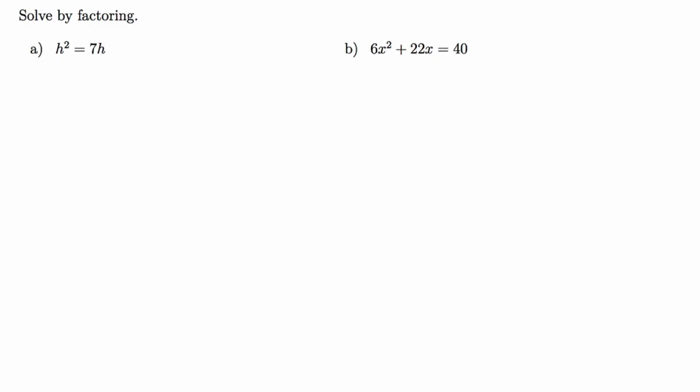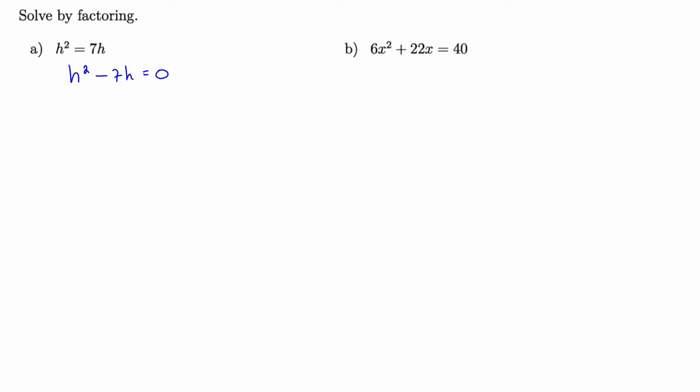In this video, we will solve two equations by factoring. The first equation is h squared equals 7h. The first step in solving an equation by factoring is to set the equation equal to 0. We'll bring that 7h over to the side with the h squared by subtracting 7h from both sides. So our new version of this equation will be h squared minus 7h equals 0.